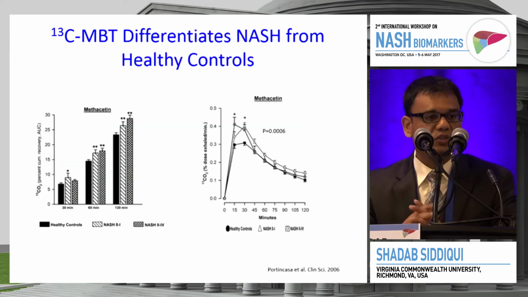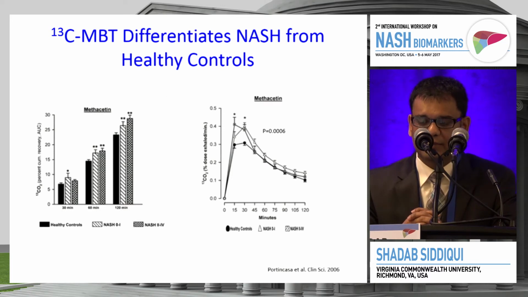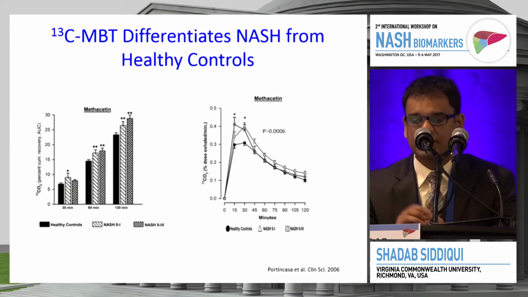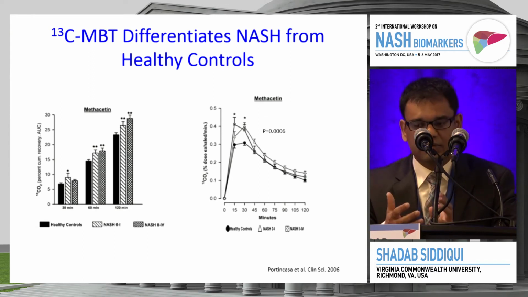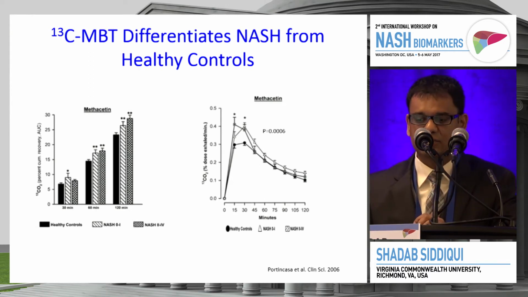Now let's get into the data with MBT. In this study, there were roughly 40 patients, and they distinguished controls versus early disease stage 1 to 2 fibrosis and then advanced fibrosis. What it shows is that patients who have NASH, whether they have early fibrosis or late fibrosis, have higher recovery of MBT and metabolism. You can also see the peak on the right side is higher in patients with NASH when compared to control. This suggests increased potential microsomal activity in patients with NASH.